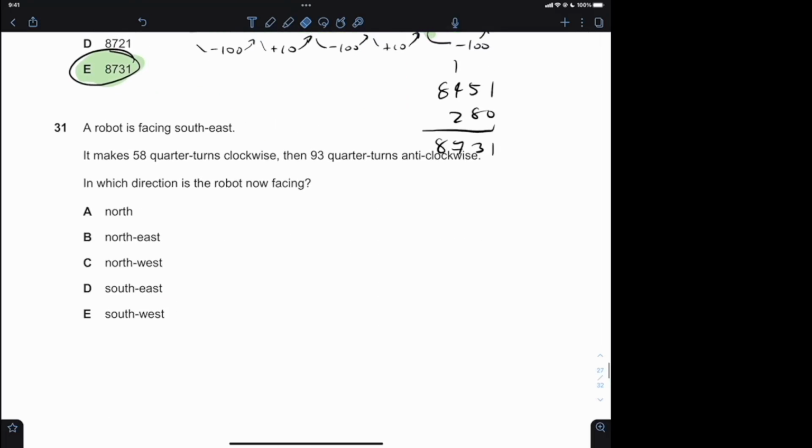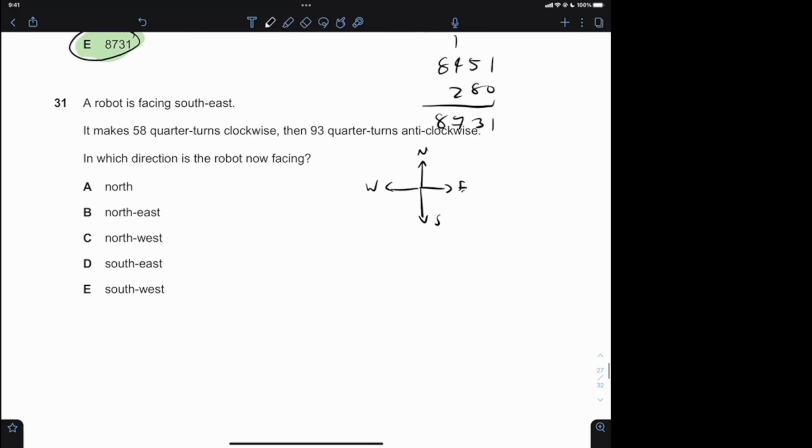Alright, question 31. A robot is facing southeast, okay, so northeast, southwest, so the robot is facing this way. It makes 58 quarter turns clockwise, then 93 quarter turns anti-clockwise. In which direction is the robot now facing?